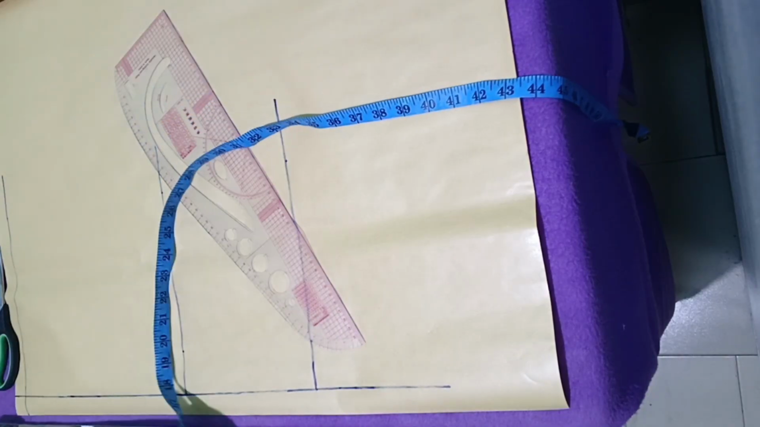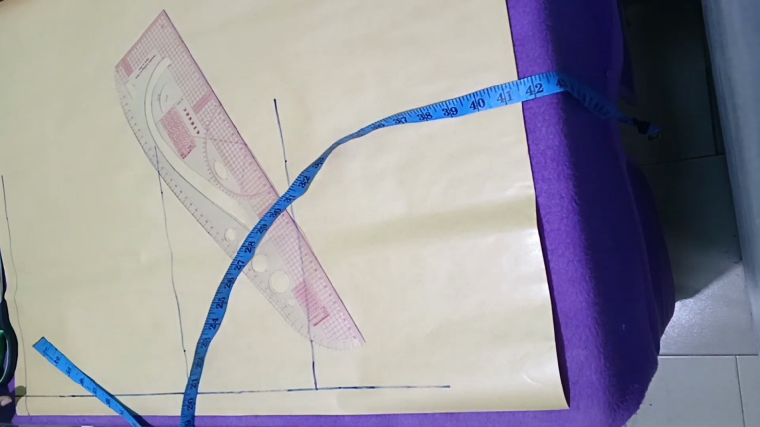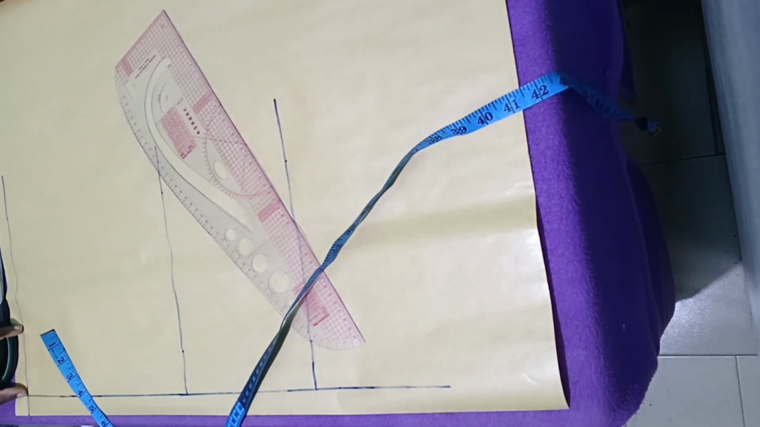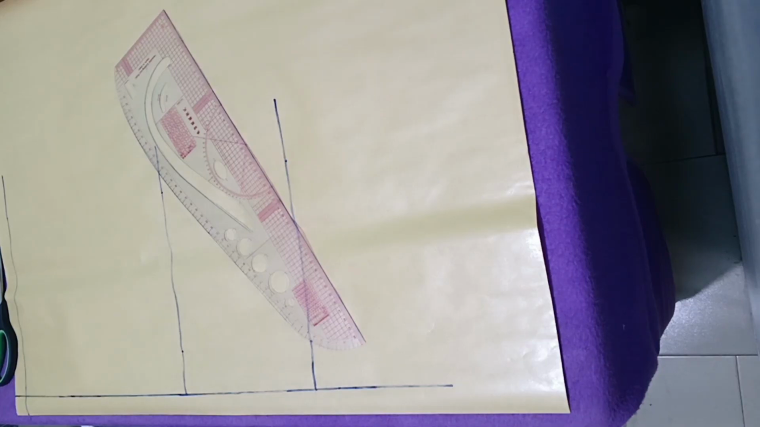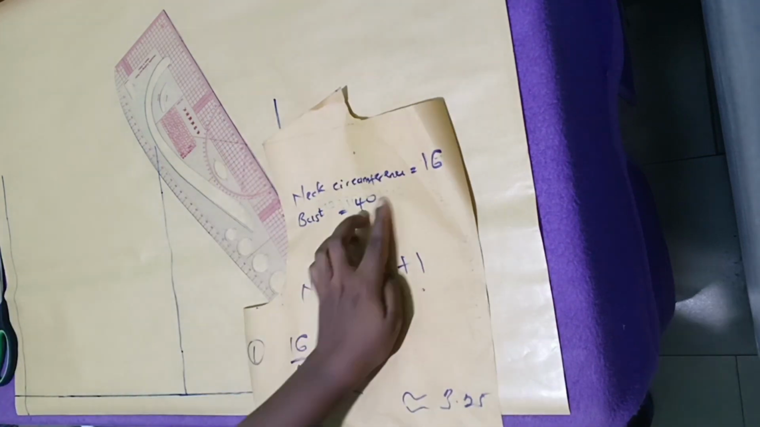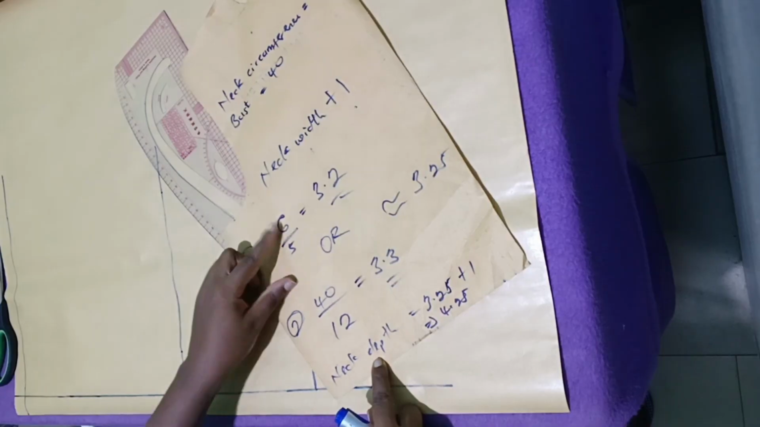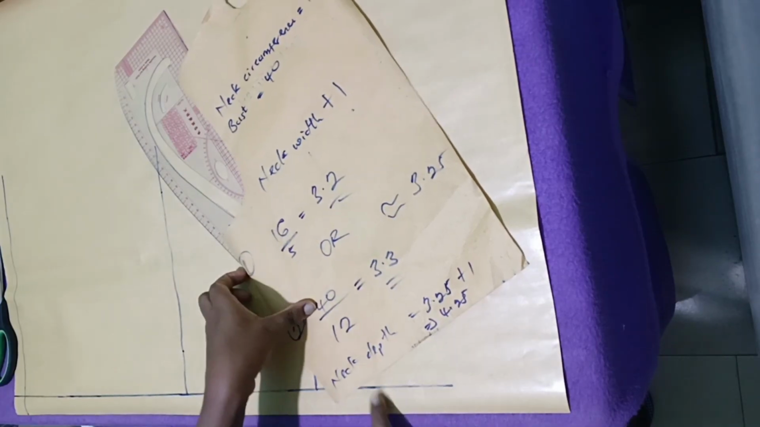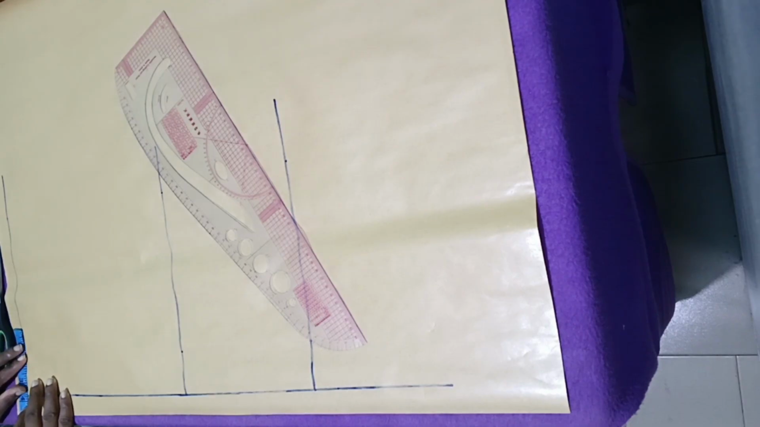Now for our neck width, we are going to use a formula, and that involves the neck circumference and the bust circumference. You either divide your neck circumference by 5 or your bust circumference by 12. So that is what I have here. You can see the results are 3.2 and 3.3. They are very close, so I use 3.25.